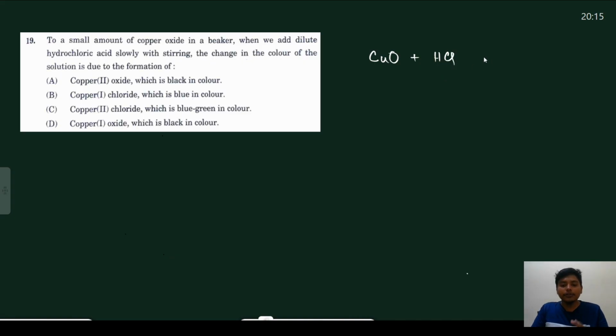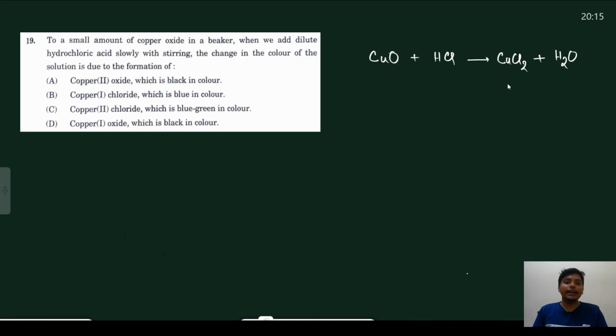What are the possibilities? A double displacement reaction is possible. So what will you get? Copper chloride, CuCl2, plus water. Now you balance it on your own. In the comments, you should write how to balance it and what the balanced equation is.